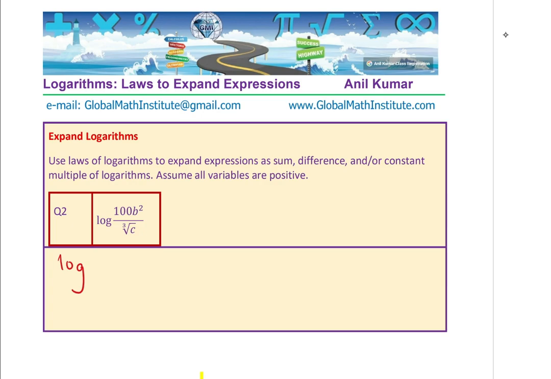Let's move on to the next question, which is, let me copy the question first, which is log of, when we don't write anything, in that case the base is 10. So the base is 10 and we have log of 100 b squared over cube root of c. So when you expand it, you could write directly also log 100 plus log b squared minus log of cube root of c.